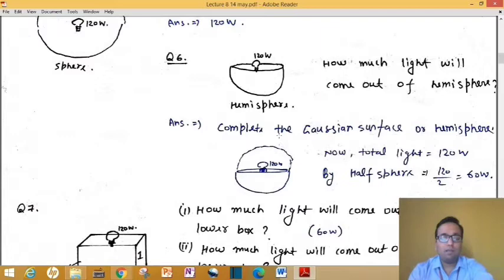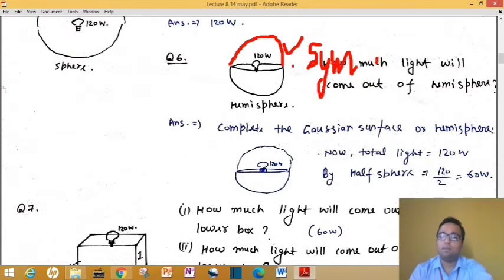For that, what we have to do is complete this surface. Actually, first we will complete this surface, because this is called a symmetric surface. Remember it. This symmetric surface is nothing but your Gaussian surface. You will learn about it. This is called your Gaussian surface.